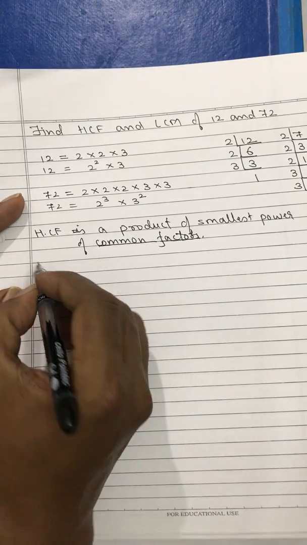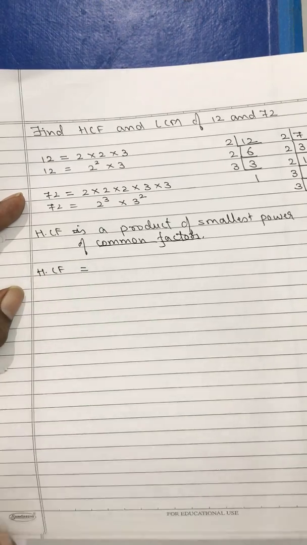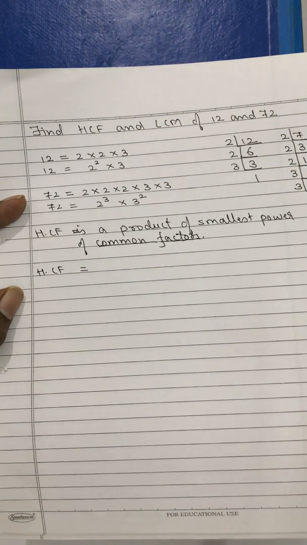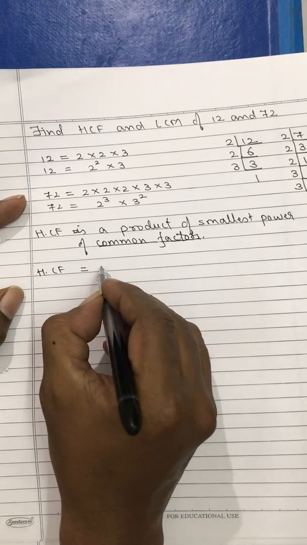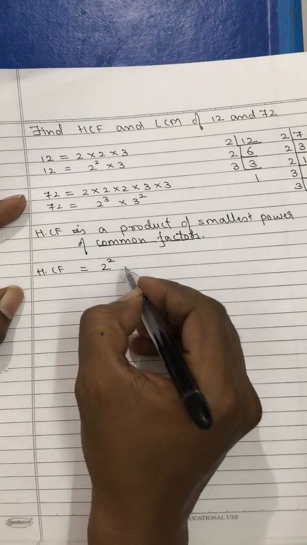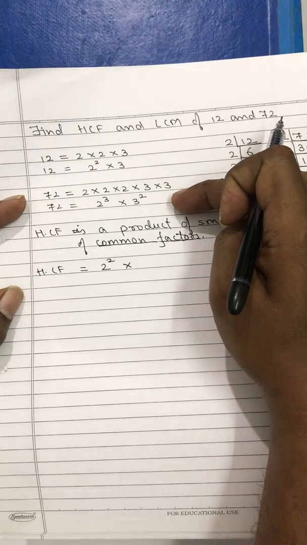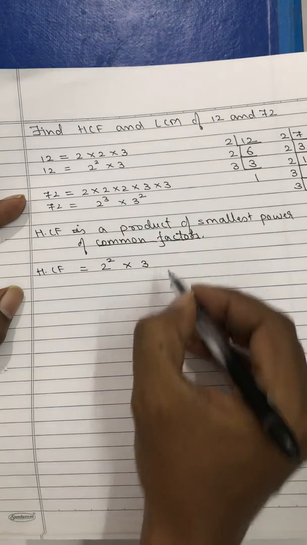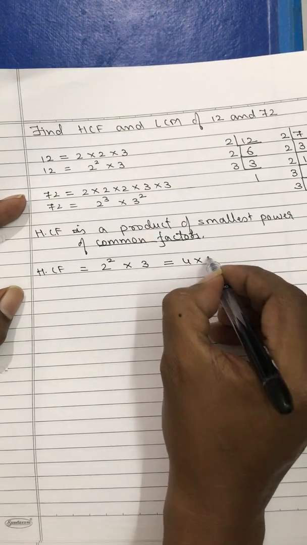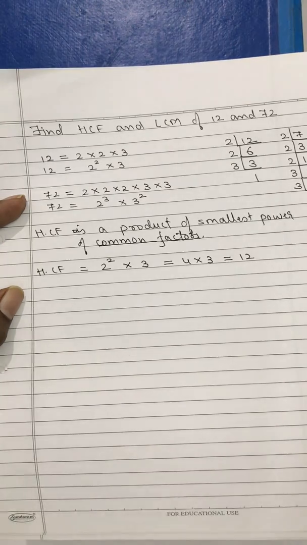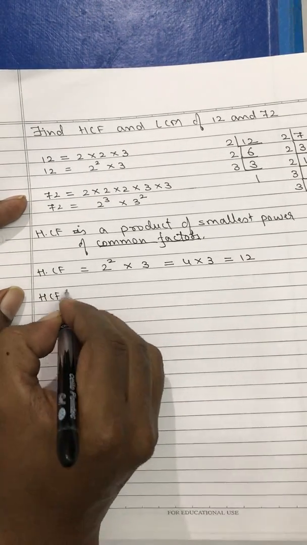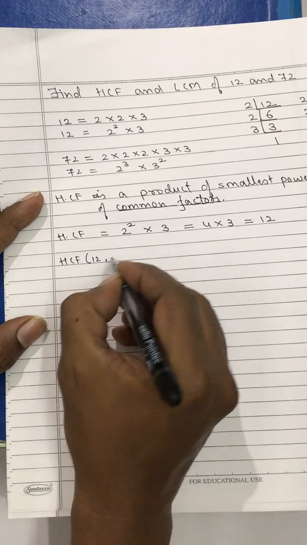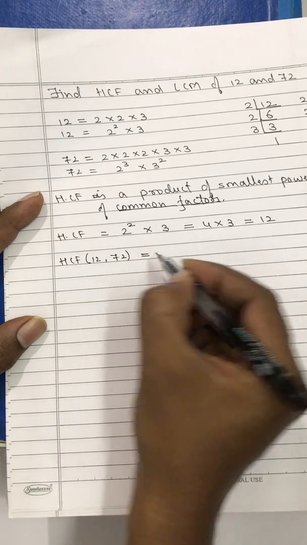So in this case, HCF, of course, 2 is a common factor and 3 is also a common factor. Now, what is the smallest power of common factor 2? The smallest power is 2. So I'll write 2 square into, what is the smallest power of common factor 3? The smallest power is 1. So I'll take only 1. So HCF is equal to 2 2s are 4 into 3, that is equal to 12. So I write it like this: HCF of 12, 72 is equal to 12.